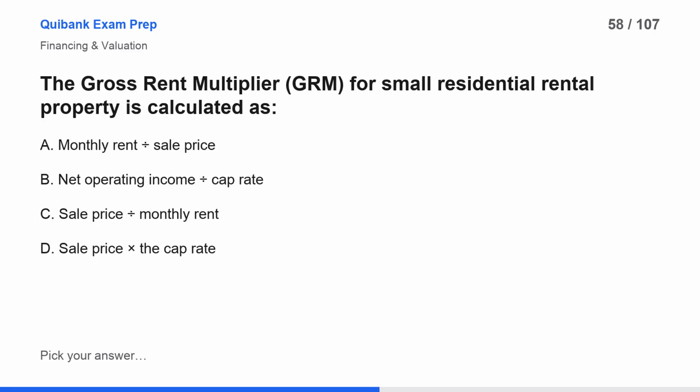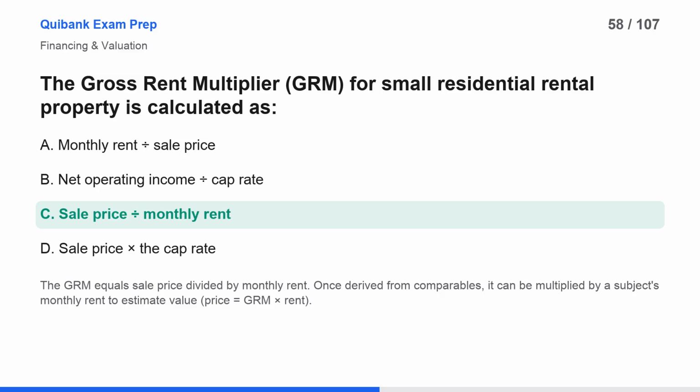Question 58. The gross rent multiplier, GRM, for small residential rental property is calculated as A. Monthly rent divided by sale price. B. Net operating income divided by cap rate. C. Sale price divided by monthly rent. D. Sale price times the cap rate. The answer is C. Sale price divided by monthly rent. The GRM equals sale price divided by monthly rent.